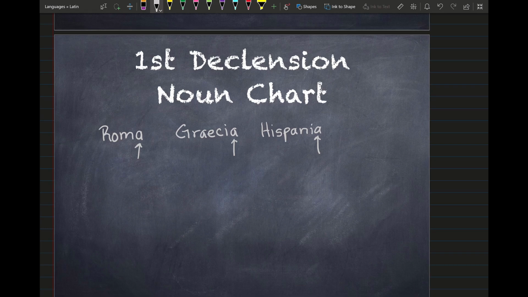However, we will run into an exception, okay? And it's this word right here. This word is feminine, but notice it doesn't end with an A. So don't worry about that right now. Okay, don't worry about this exception. Just know that it means Egypt and that it is feminine.